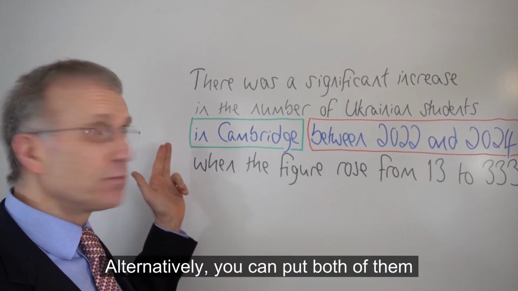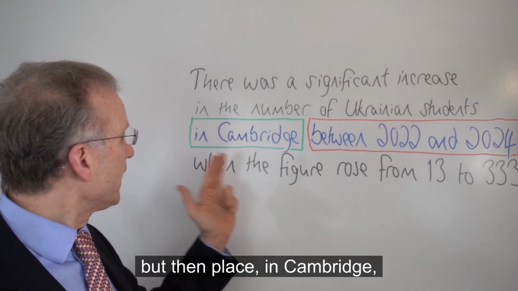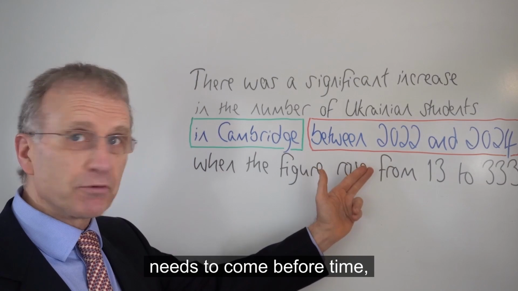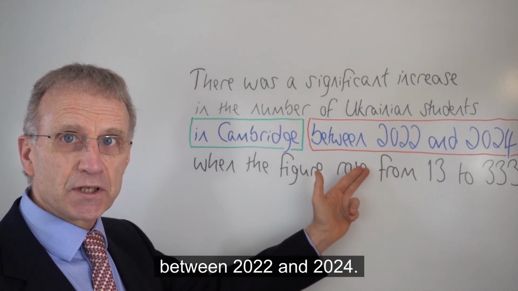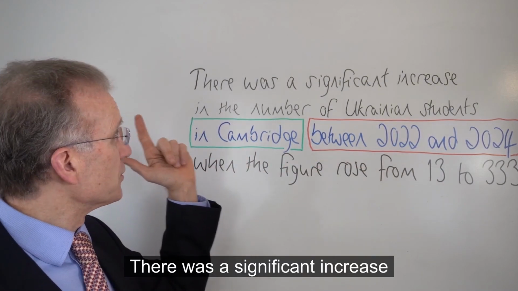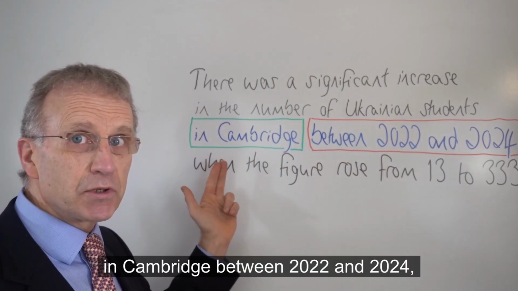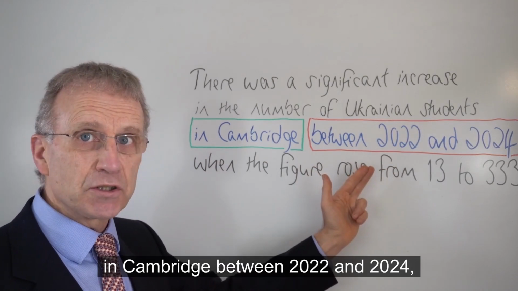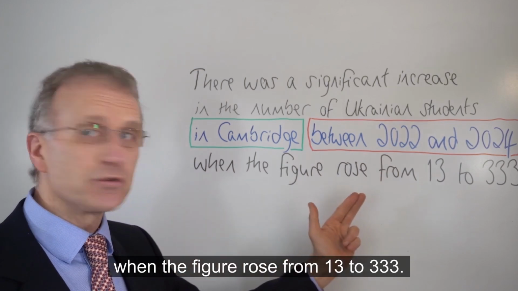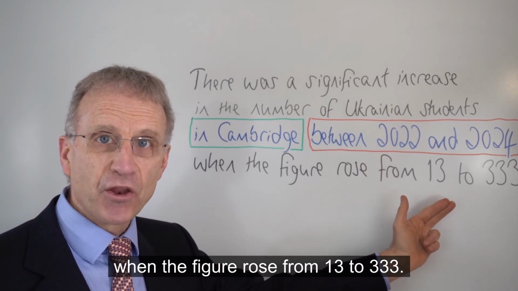Alternatively, you can put both of them at the end of the main clause, but then place in Cambridge needs to come before time between 2022 and 2024. There was a significant increase in the number of Ukrainian students in Cambridge between 2022 and 2024, when the figure rose from 13 to 333.